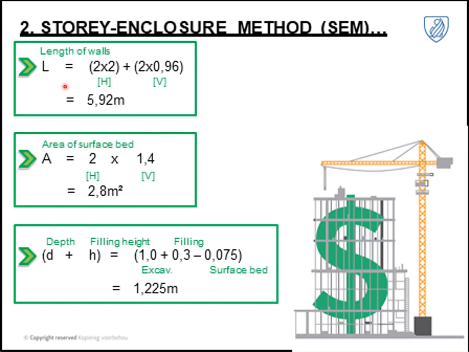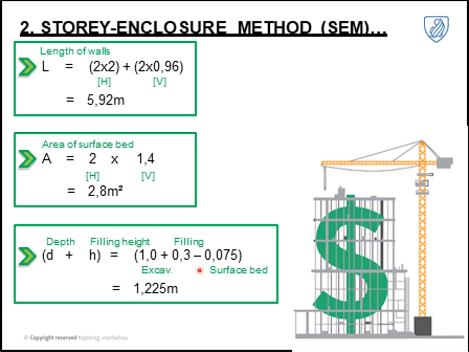So calculating your length is 2 times 2 plus 2 times the 220 millimeter walls deducted from that side, and then to get to 5.92 meters. Then the area of the surface bed is 2 times 1.4, and then you basically have everything to calculate your factor. So your depth plus your height is equal to 1 plus 0.2 minus the surface bed area. So you're calculating the filling underneath.